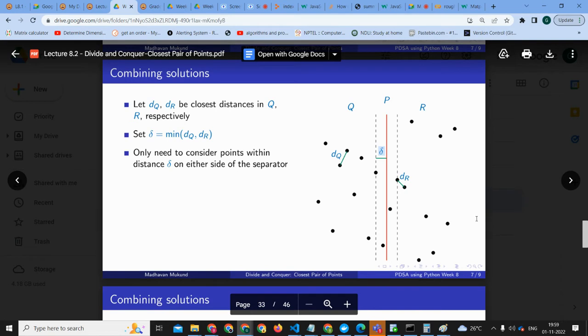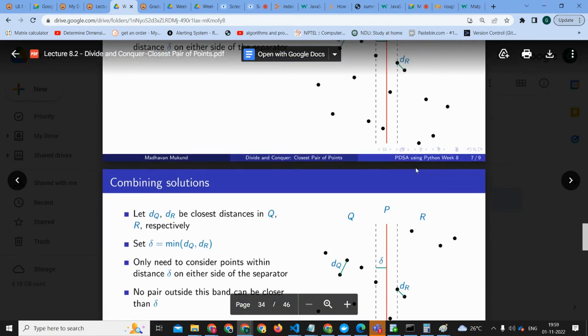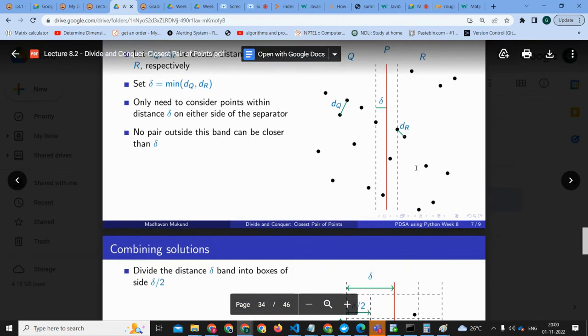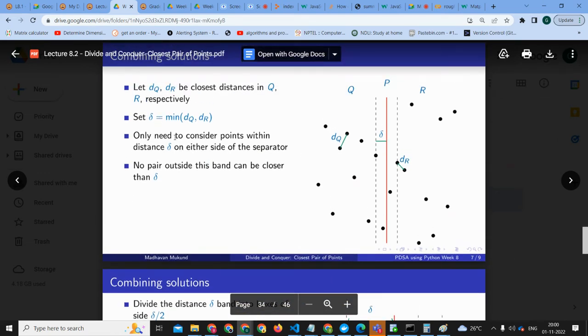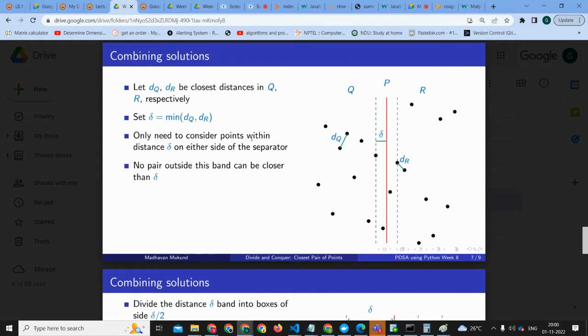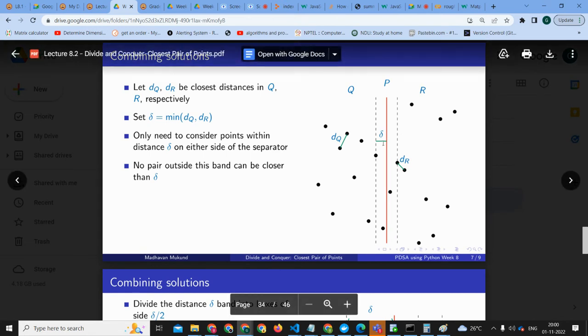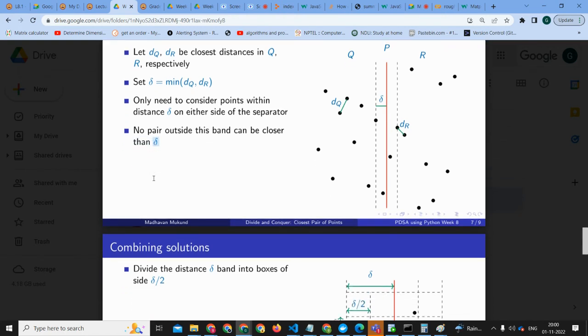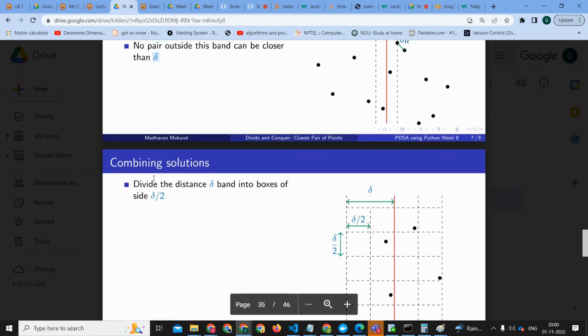So we are going further. That is what is there in this delta slide. Minimum: we only need to consider the points within the distance delta, on either side of the separator. That's what we are talking about now. No pair outside this band can be closer than delta. So we are just trying to find out the minimum distance.